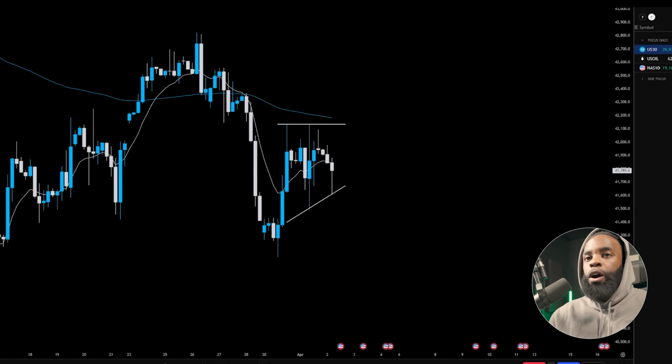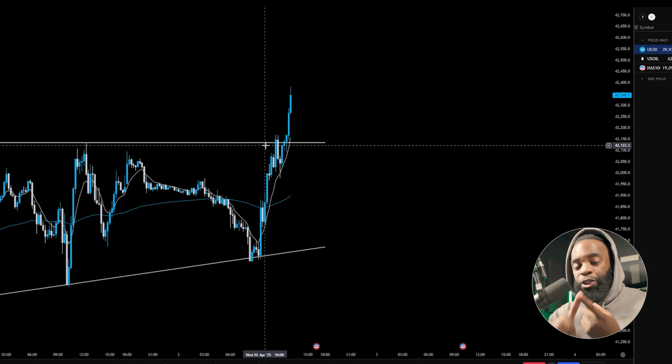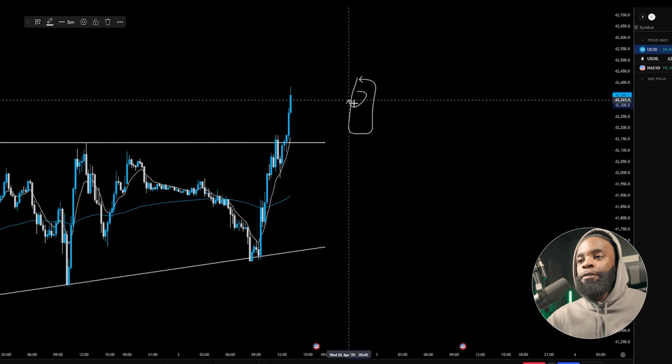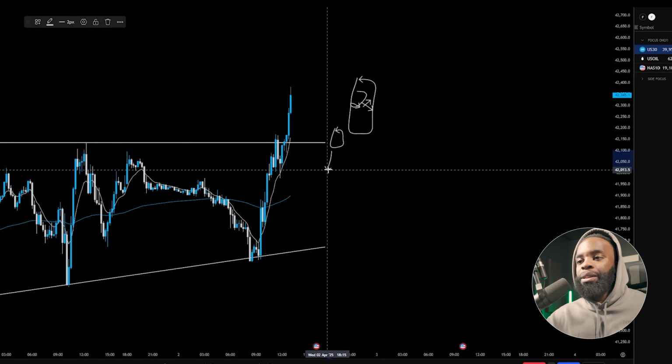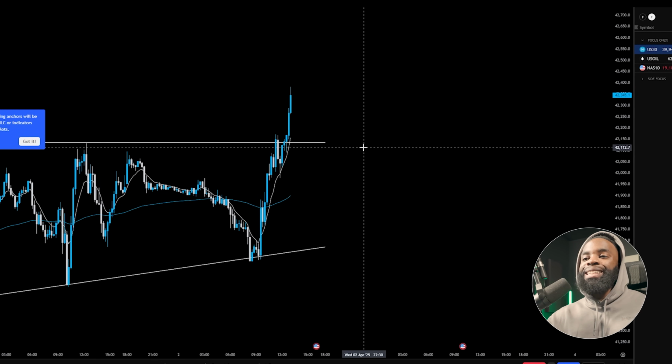I'm actually going to do this off of 15 minutes so we can get a better visual. And as you see, market aggressively broke out of the structure. Now, the key part to this is it has to be an aggressive move. We're talking a candle that is 2x the size. If you have the previous candle, something like this or something like this, it has to be 2 times bigger than that.